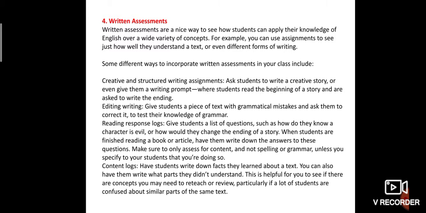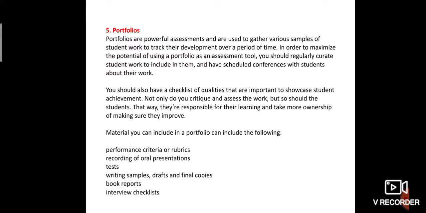And the kan po any very interesting kaning written assignments because we can become very creative at this, right? Another way to assess nga dili lang gyud paper and pencil is through portfolios. Portfolios are powerful assessments and are used to gather various samples of student work to track their development over a period of time. In order to maximize the potential of using a portfolio as an assessment tool, you should, as a teacher, regularly curate students' work to include in them and have scheduled conferences with students about their work.